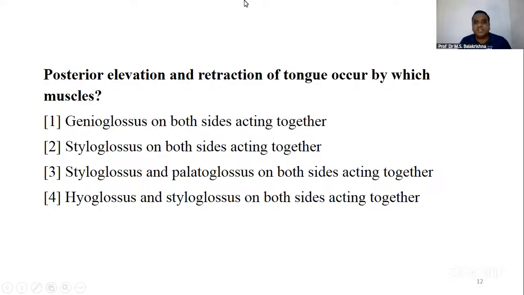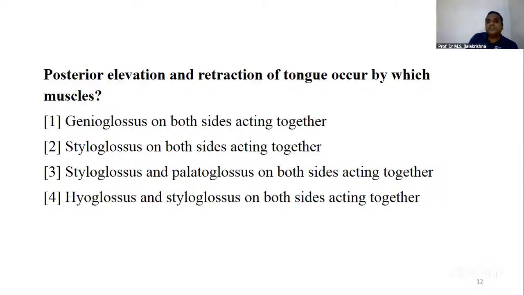Posterior elevation and retraction of the tongue occurs by which muscles? You have a tongue, the tongue goes back, posterior elevation and the retraction of the tongue. So your tongue gets elevated and retracted by which muscle? And the muscle and the nerve also you can talk now. Right. So now you should know the tongue is made up of which all muscles. As I told you, intrinsic and extrinsic muscles. So individual actions of the muscles are very important here.